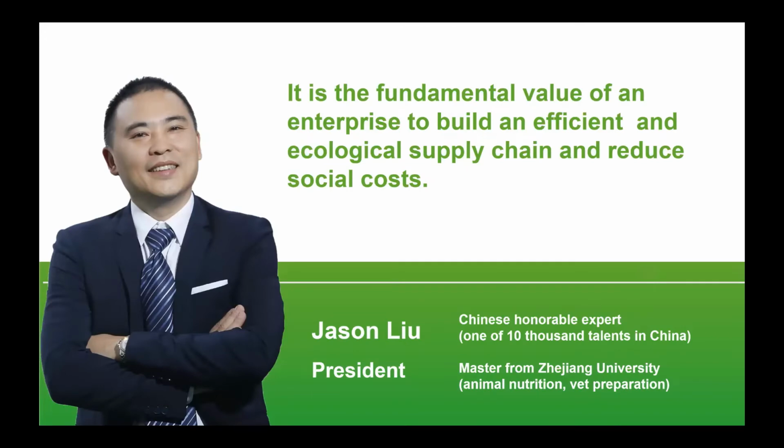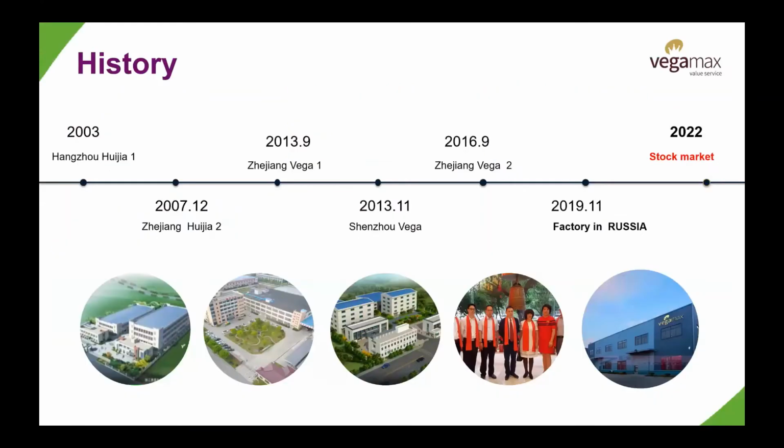So our concept is to share efficiency and the ecological supply chain to reduce the social cost to our customers. And our president, Jason, is originally a technical person, with a master's degree in animal nutrition and veterinary preparation. Under his leadership, we have had year-by-year achievements. In 2020, we went on the stock market. And in 2019, we also built a factory in Russia.